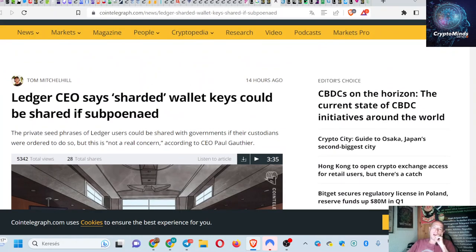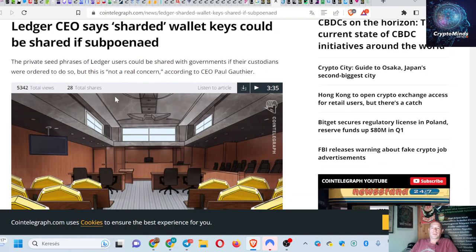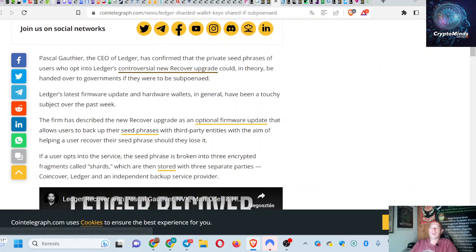Let's go to our next news, Ledger Nano. So a lot of things are going around Ledger. The CEO says sharded wallet keys could be shared if subpoenaed. So the private seed phrases of Ledger users could be shared with governments if their custodians were ordered to do so. But this is not a real concern, according to the CEO. Okay, the private seed phrase of users who opt into Ledger's controversial new recovery upgrade could, in theory, be handed over to governments if they were to be subpoenaed.